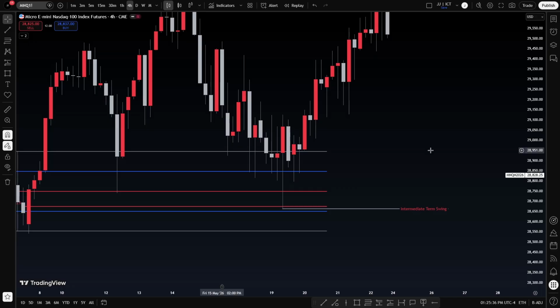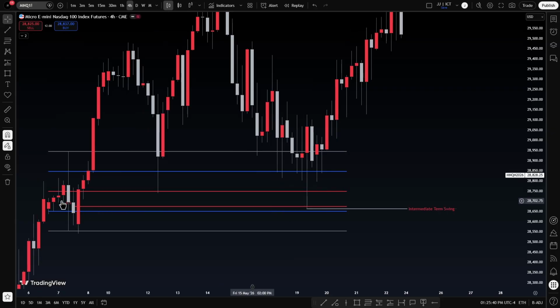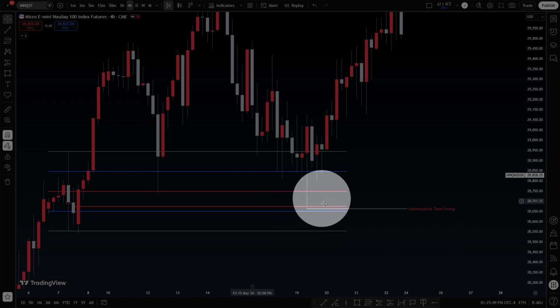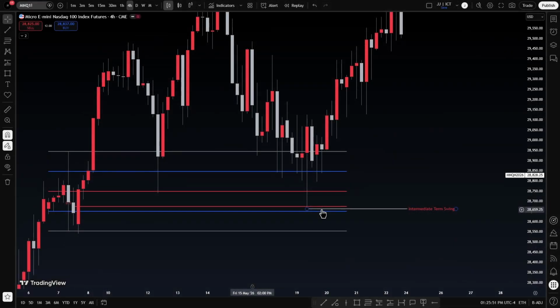Now, you have institutional market structure forming at a high probability institutional reference point. So what does that mean? That the institutions are hedging here. This line right here, that intermediate term swing, would not get created for no reason. You see the correlation that's going on here? Just put the pieces together.